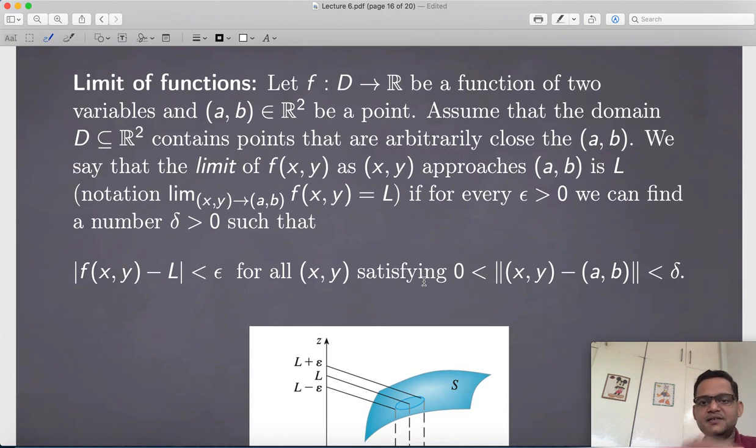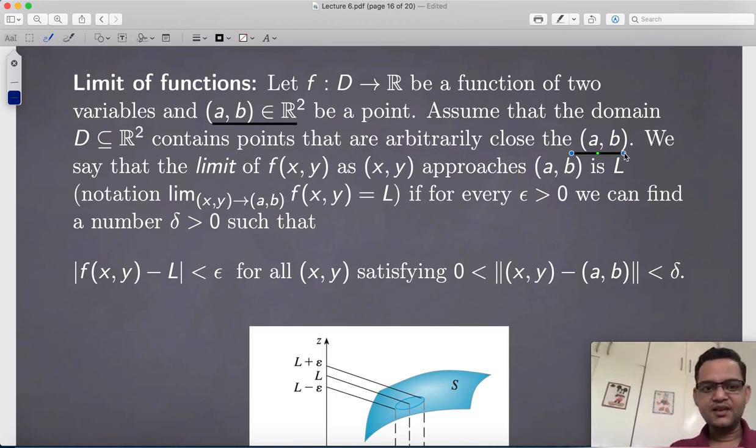So, limit of functions. Let us take D, a domain in R2, because I started with a function of 2 variables. So f is a function of 2 variables, that means this D is a domain in R2, and I take a point in R2. We have to assume that this D contains points that are arbitrarily close to the point of interest. This is an assumption, otherwise the limit doesn't make sense, correct. So we say that the limit of f of x comma y is L as this x comma y approaches this given point.